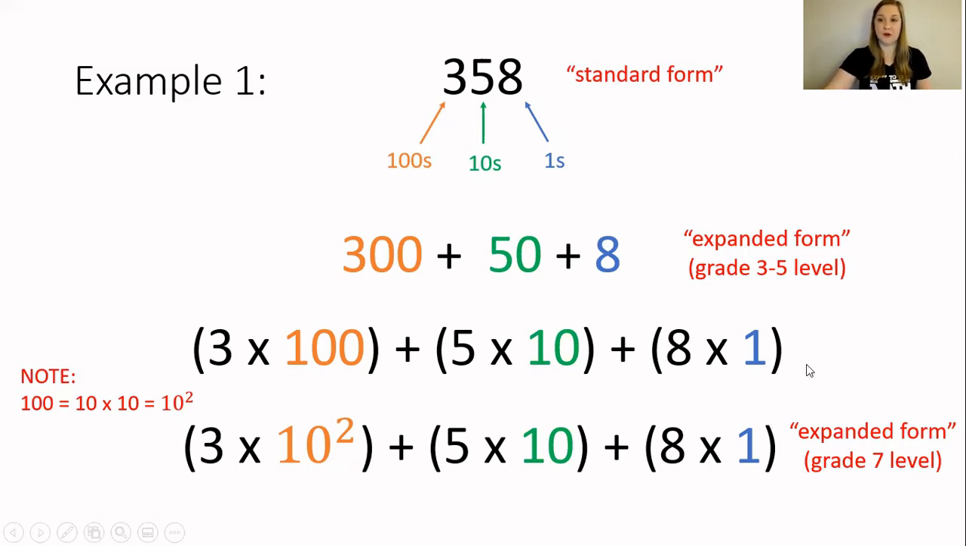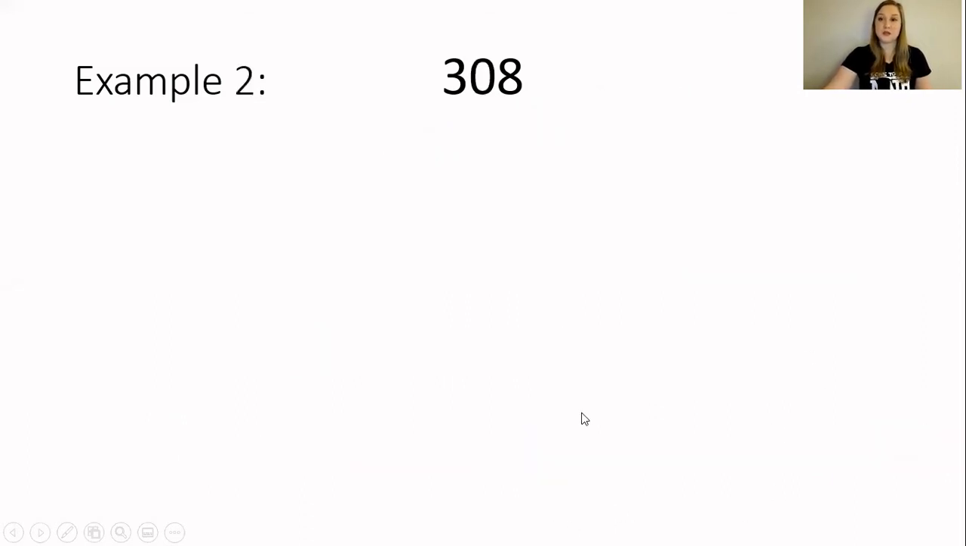Let's give another one a go. Okay, so now in this example, it's pretty similar to the last one, but now we have a 0 here. So we have 308. Again, looking at our place values, we have 8 in the ones, 0 in the tens, and 3 in the 100s column.